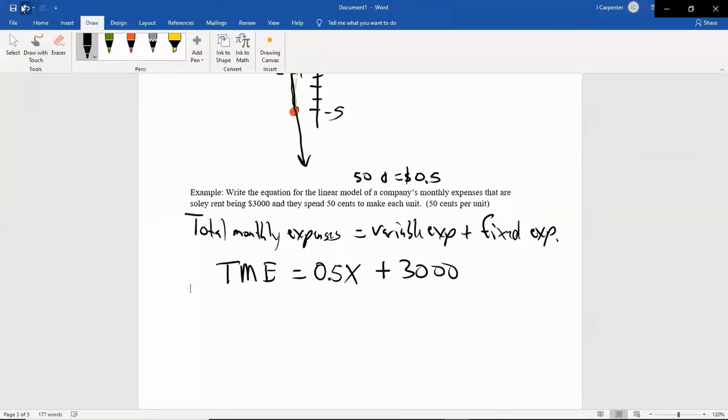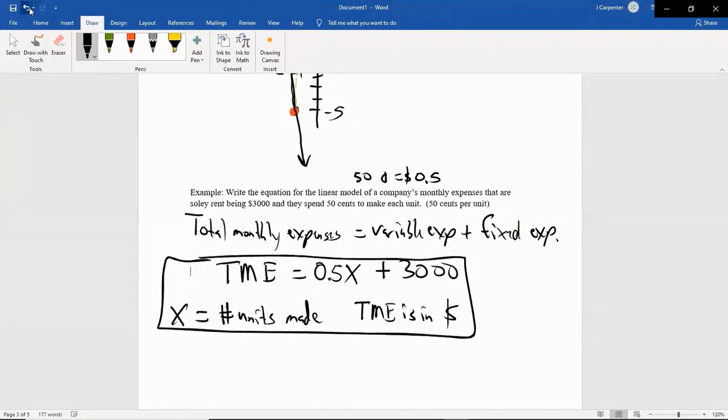So this is our equation. It's okay, but it's not great in a quantitative reasoning sense, because I have not declared what this variable is. I have not said specifically what unit the total monthly expenses are in. So I need to say that X is the number of units made or produced, and then the total monthly expenses is in dollars. Now what we have here is a perfect standard linear model.